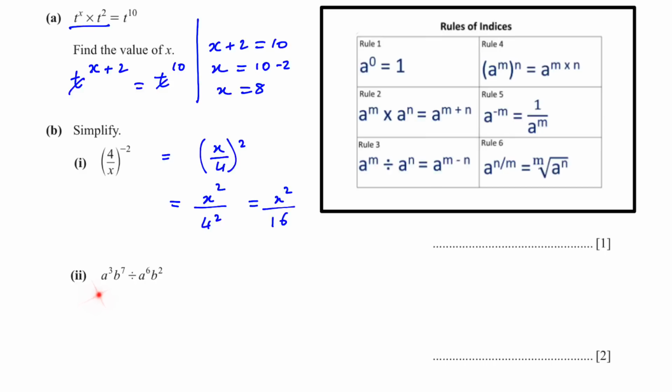Part C, a to the power of 3 and b to the power of 7 divided by a to the power of 6 and b to the power of 2. So we have a divide question here. We are going to use the third rule. We can only divide using the same base. So 3 minus 6. And what about b? 7 minus 2. This will give us a to the power of negative 3 and b to the power of 5. We do not leave the negative. We will bring this down and it will become positive. b to the power of 5 over a to the power of 3.